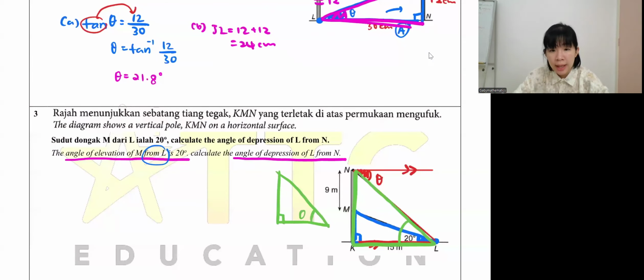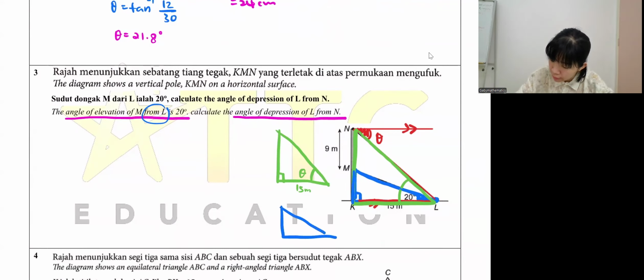Now, if I want to find the angle theta, I have 15 meters only. Do you have other things? No more, right? The 9 is only partial. So what is the first thing we need to find? If I want to find this angle, at least I need one more leg. So we can find MK first. To find MK, we use the blue triangle. Does this blue triangle have two pieces of information?